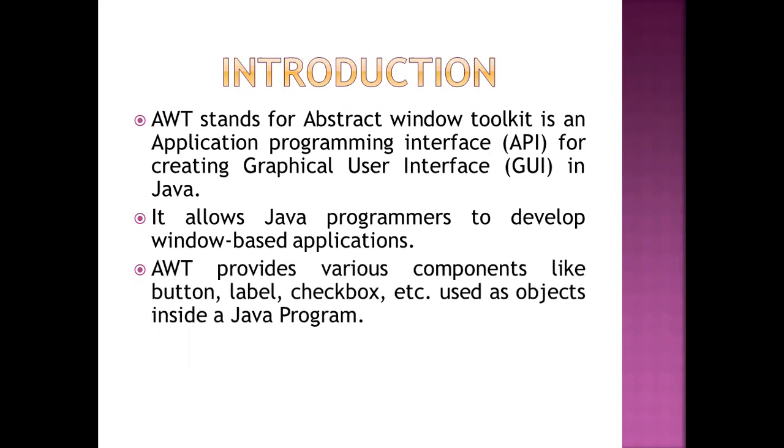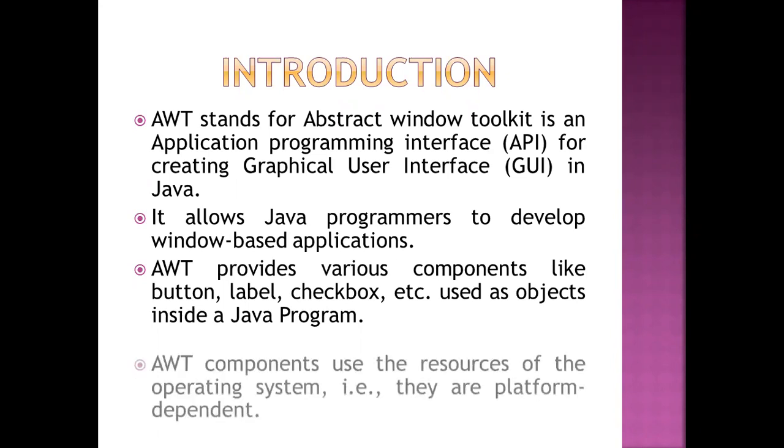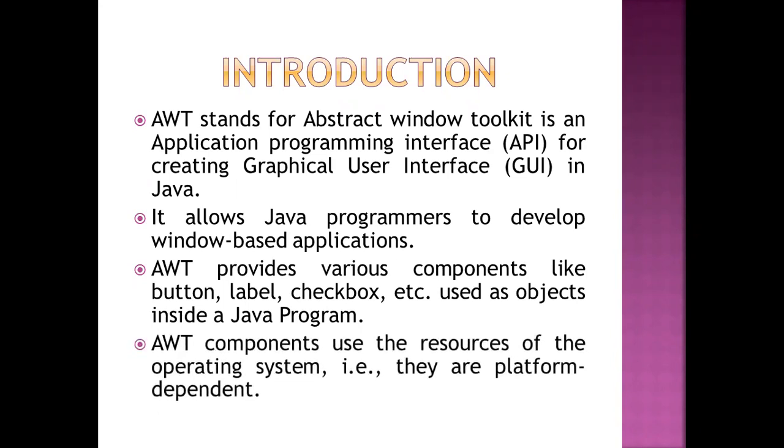It provides various components like buttons, labels, checkbox, etc., which can be used as objects within a Java program. And the AWT components use the resources of the operating system. That is, all the AWT components are platform independent.